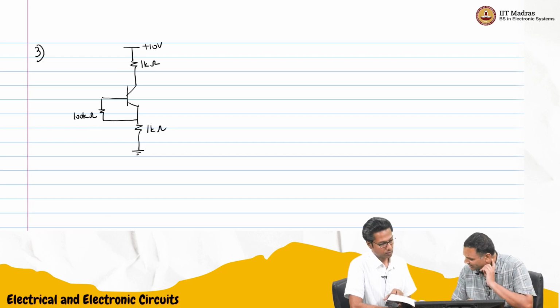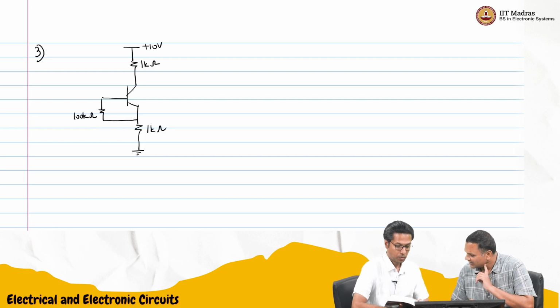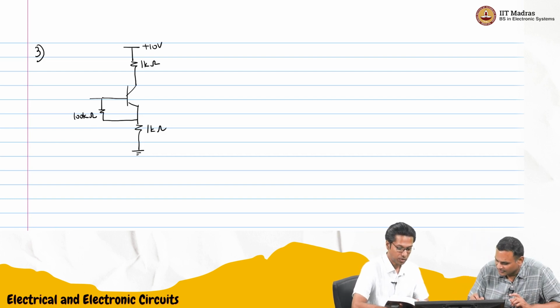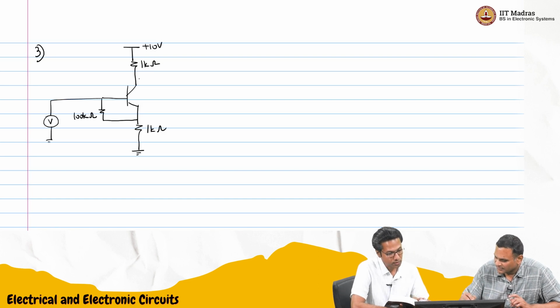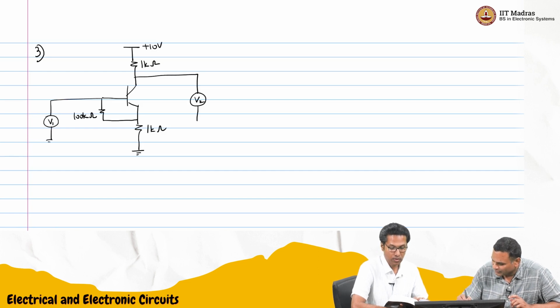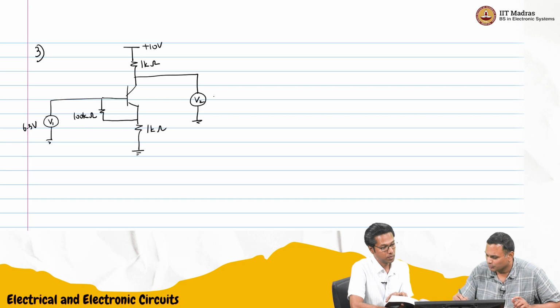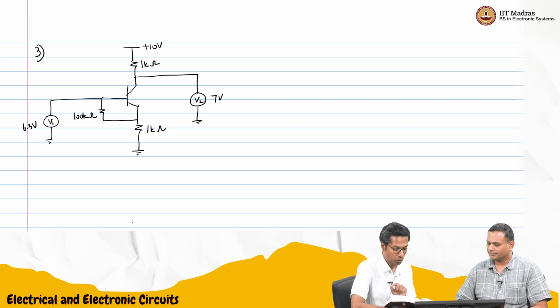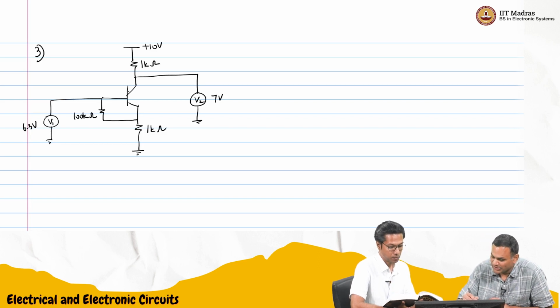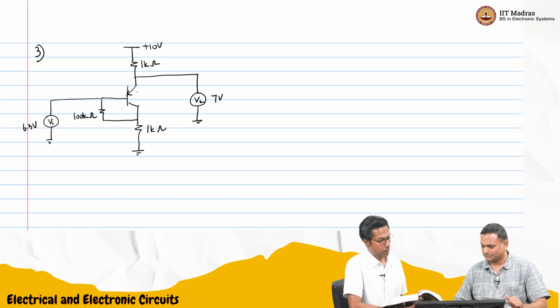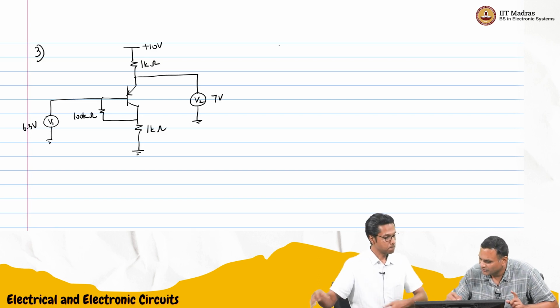And basically the question is saying measurements on circuit. So maybe I'll show 2 voltmeters like this. So V1 and V2. V1 reading is 6.3 volts. V2 shows 7 volts. If so, what is beta? This is a PNP. We want to find out what is beta.